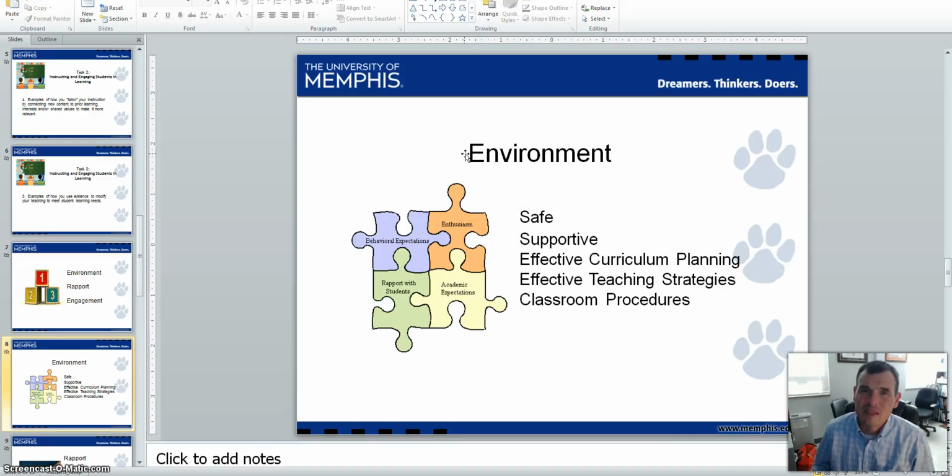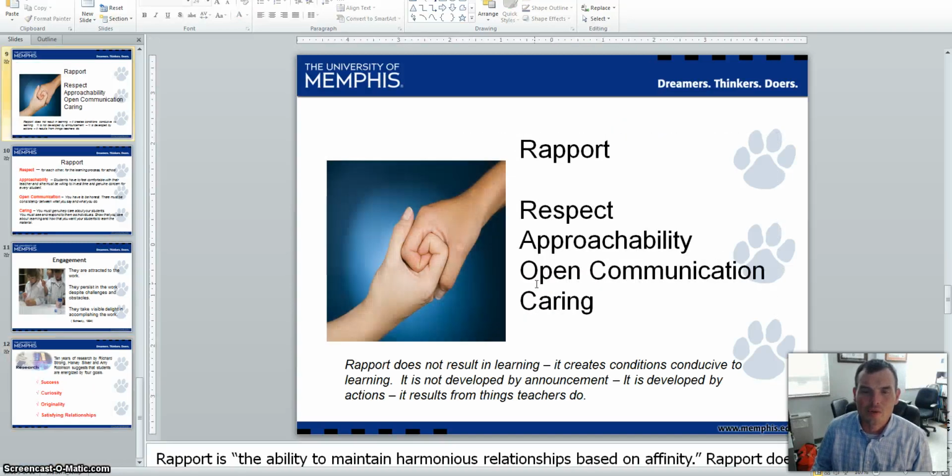For example, environment. You want it to be safe. You want it to be supportive. You want to have effective curriculum planning, effective teaching strategies, classroom procedures. Those are all things that you've learned in your time in the physical education program. Now you get an opportunity to provide evidence of that taking place in your edTPA. And so when we look at the commentary here in just a minute, you're going to see some examples of how environment is discussed during task 2.